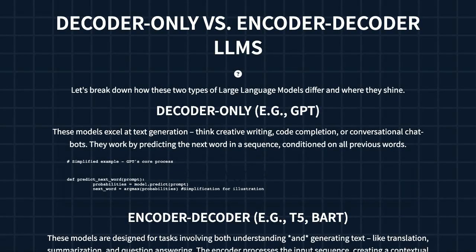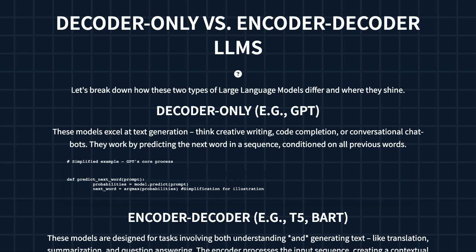Okay, so when it comes to generative AI, we have two main types of large language models: decoder-only models like GPT and encoder-decoder models such as T5 or BART. Decoder-only models are masters of text generation. They're fantastic for things like writing stories, creating code snippets, or building chatbots that can hold a conversation. They essentially predict the next word based on what's already been said.